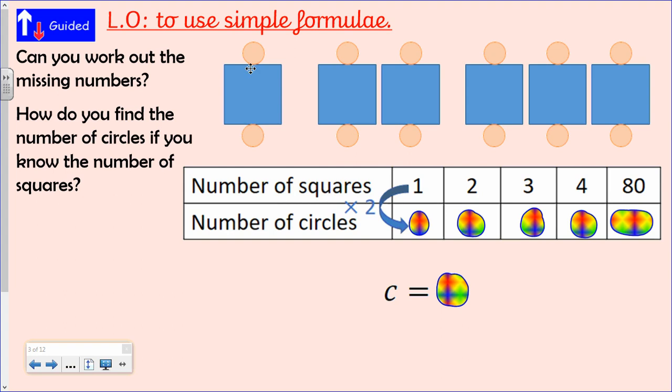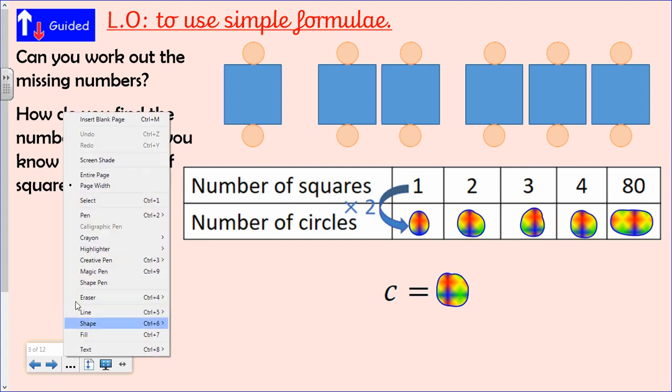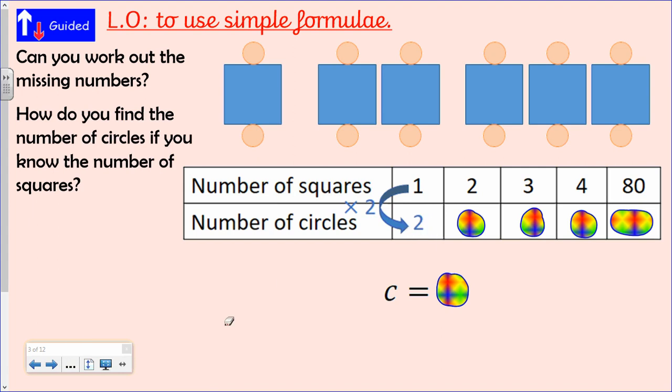So there's 1 square, 2 circles. If we times the number of squares, 1, by 2, we'll end up with the number of circles. I'll just grab the eraser to show you that. There. Then if we have 2 squares, hopefully you can see that the number of circles is going to double. So 2 squares gives us 4 circles because there's 2 circles attached to each square. So we get 4. 3 squares, if we times that by 2, gives us 6 circles. So we're multiplying by 2 because each square has 2 circles attached.